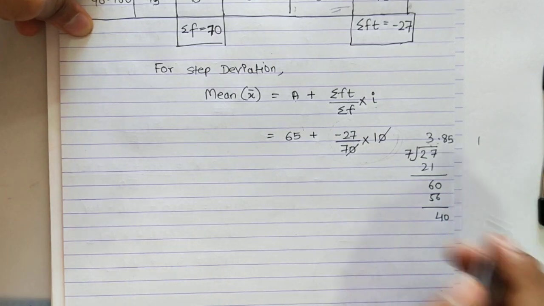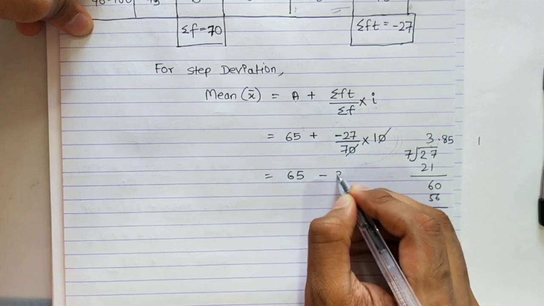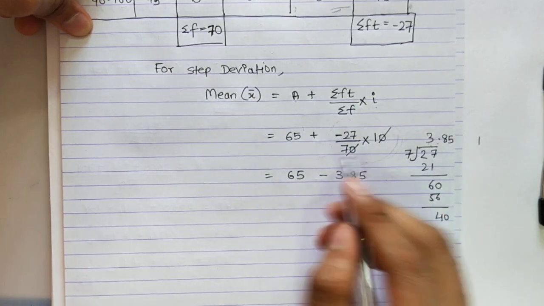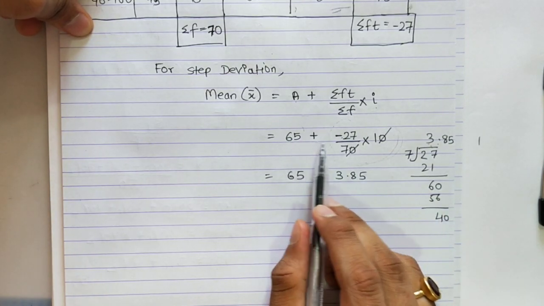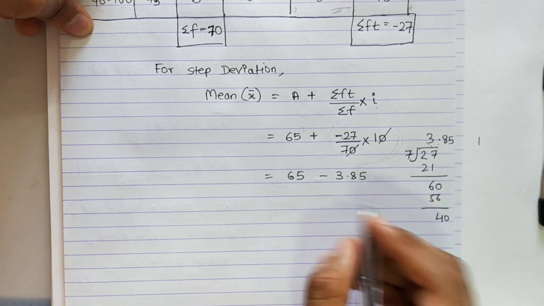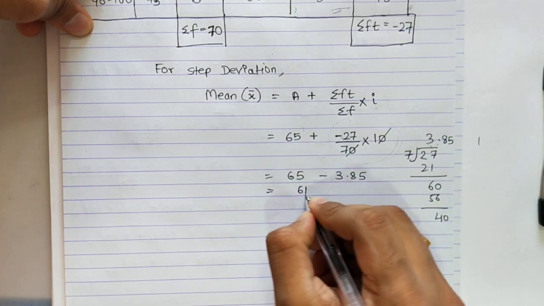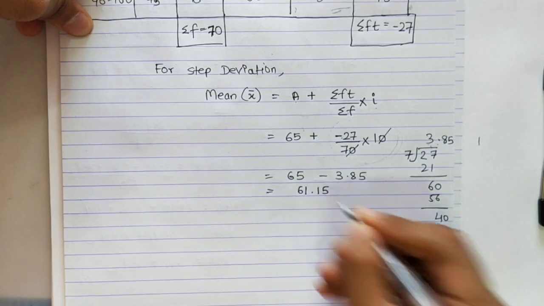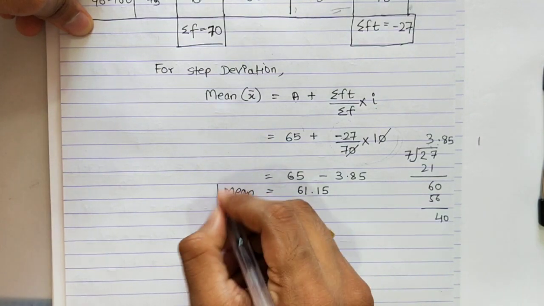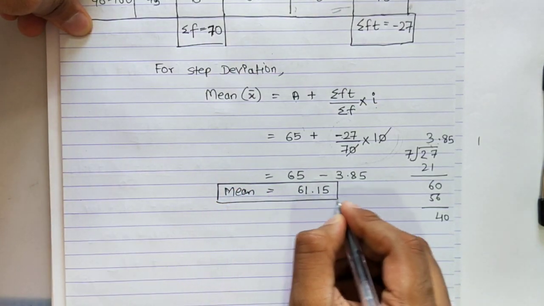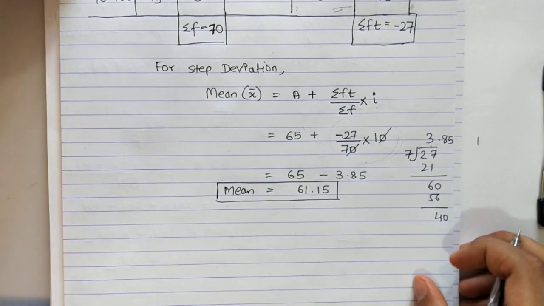Okay, 3.85. And there is a minus sign also here, so this is 65 minus 3.85, because plus into minus is minus. Now 65 minus 3.85, answer will be 61.15. Okay, so my mean is 61.15. Okay, this is how we do the step deviation method.